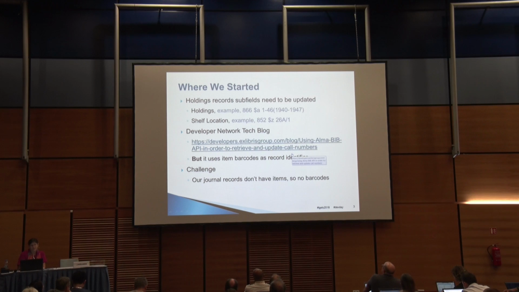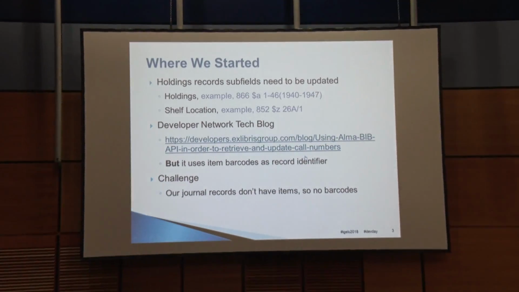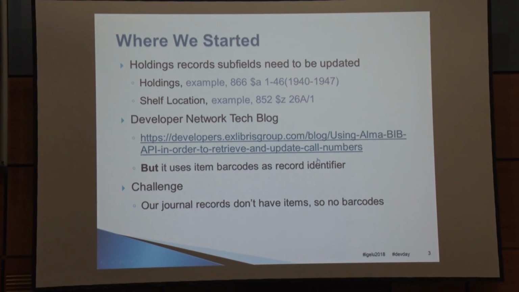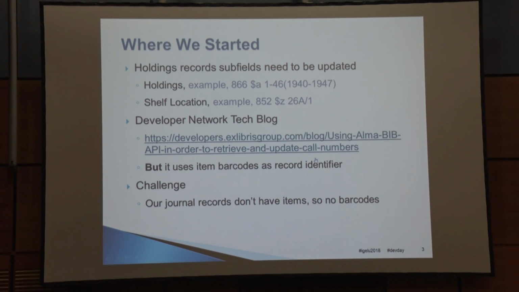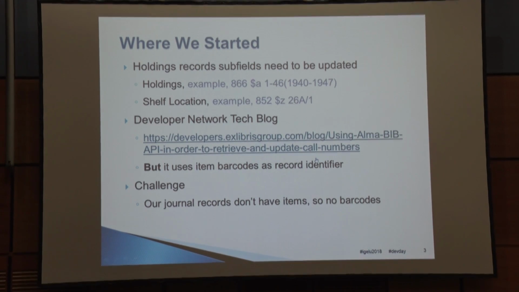We needed to, for example, update holdings field 866 and change the subfield A from what it says there to something else, or we needed to change 852 subfield Z, which we used for a shelf location, that sort of thing. And I thought, oh, great, we found this developer network blog where somebody had written a way to update call numbers. And that's in the holdings record, so it's the same thing. But it turned out that they use barcodes to identify the records. They go from item barcode to holdings record. But our holdings don't have items. So how do we identify them?